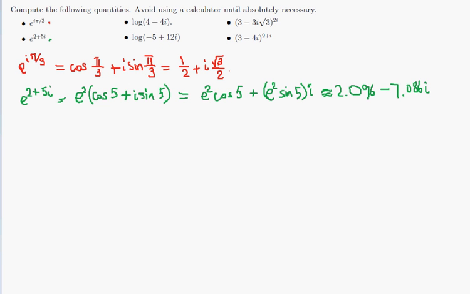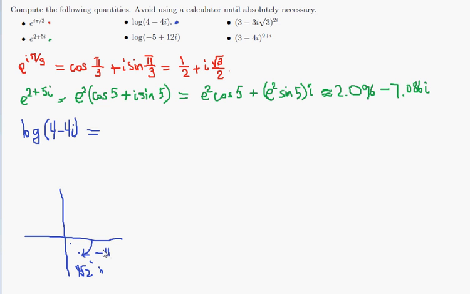Okay, now let's do the logarithms. So first off, in blue, let's get the logarithm of 4 minus 4i. To do this, I first have to convert 4 minus 4i into trigonometric form. So 4 minus 4i is down here in the fourth quadrant. The distance from the origin is 4 square root of 2, and the angle from the positive real axis is negative pi over 4. And that's important because we need to have an angle that's between negative pi and plus pi. So 4 minus 4i can be written as 4 square root of 2 times e to the negative I pi over 4.